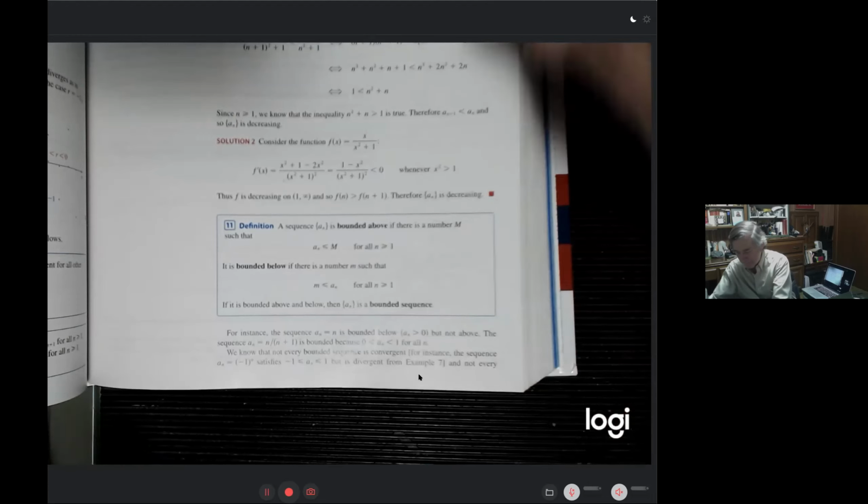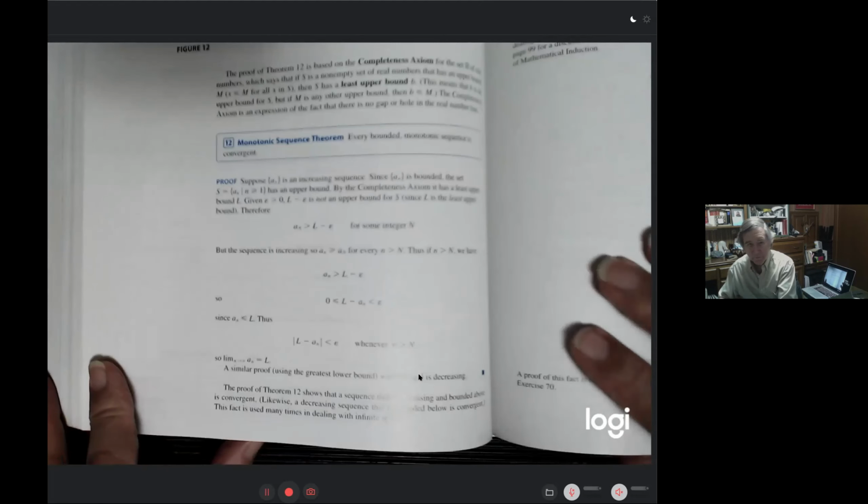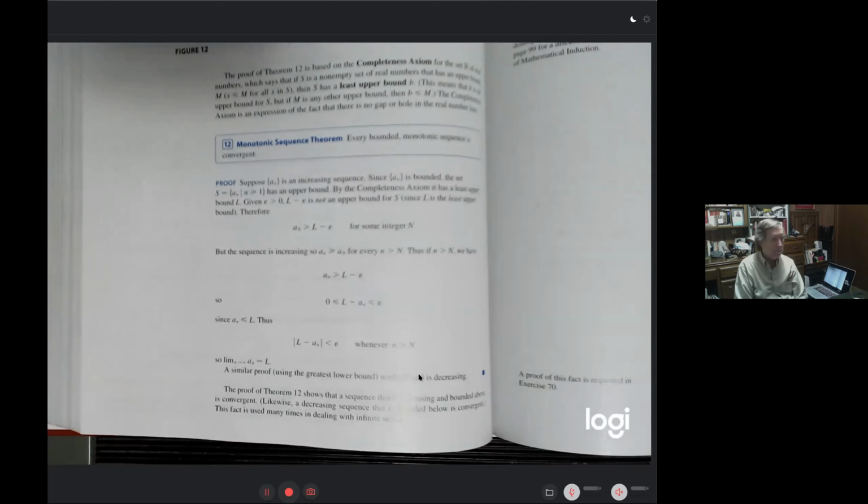However, we have a very important theorem on the next page, called the monotone sequences theorem. It says every bounded monotone sequence is convergent. And that, by the way, includes the non-decreasing ones and the non-increasing ones.